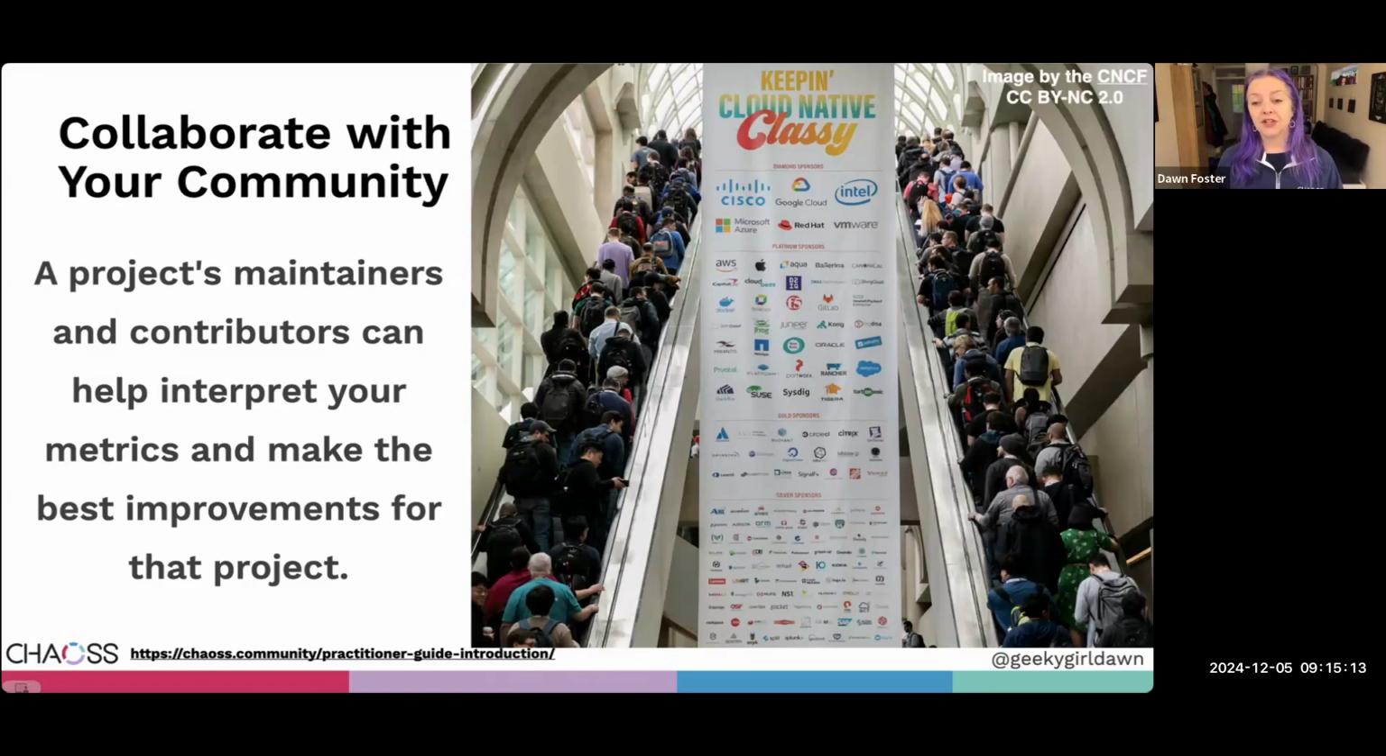The Introduction Practitioner Guide has many more details, and it's designed to get you thinking about what you might want to measure and how to measure it, along with some general tips and cautions. And it's meant to complement the topics in all of the other practitioner guides, which I will talk about in the rest of the presentation.